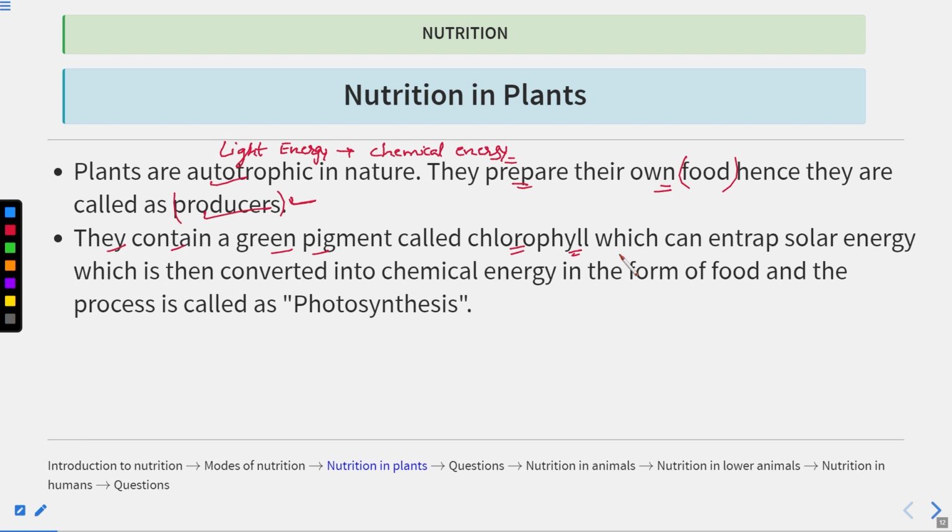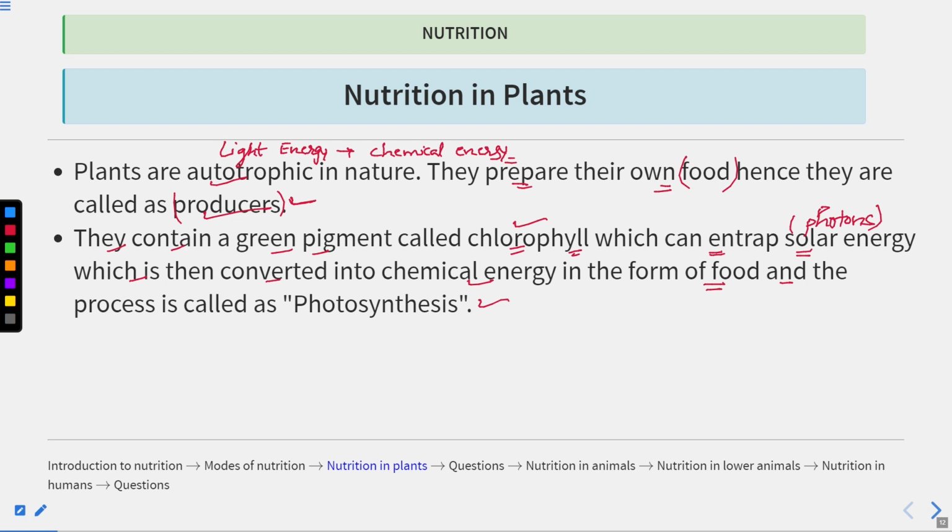So this chlorophyll pigment entraps the solar energy, in the form of what? Photons. So solar energy is present in the form of photons, and this energy is absorbed by the photosynthetic pigment known as chlorophyll. When the energy is absorbed by the chlorophyll, it is then converted into chemical energy in the form of food, and the process is known as photosynthesis. We have already discussed photosynthesis in the beginning of this lecture.